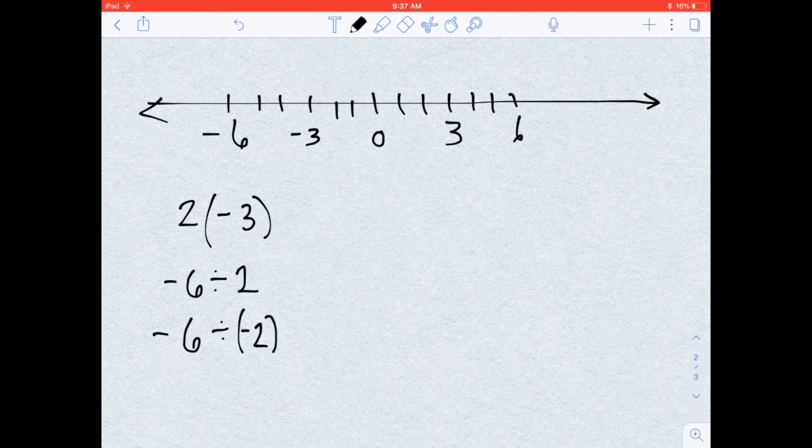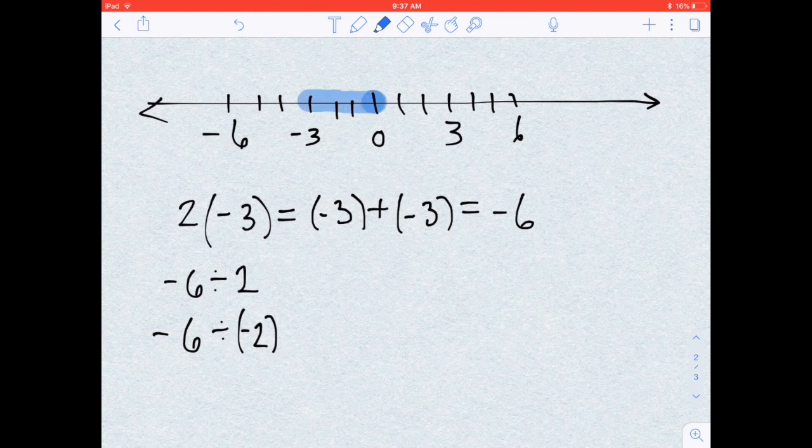So first thing we're going to do is talk about on number line why this works. If I have 2 times negative 3, it's like saying I have negative 3 that I'm adding together twice, right? So that would be negative 6. If I were to show this on number line, it would be 0 to negative 3 would be my first part, and then negative 3 to negative 6 would be my second part, right? And that would give me negative 6. So 2 times negative 3 is like saying negative 3, 2 times.